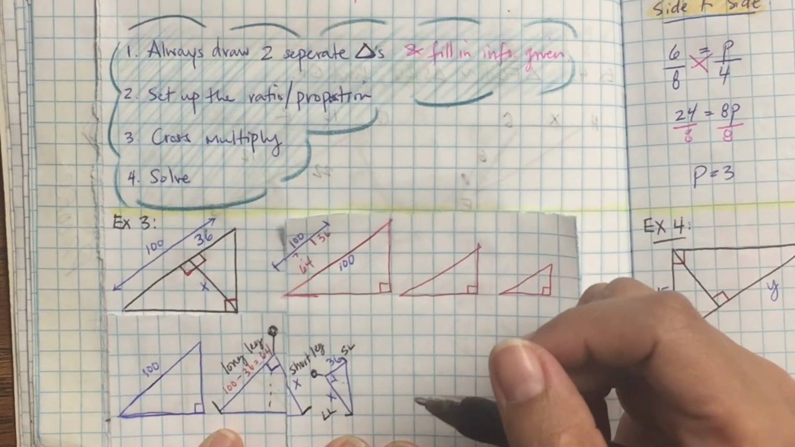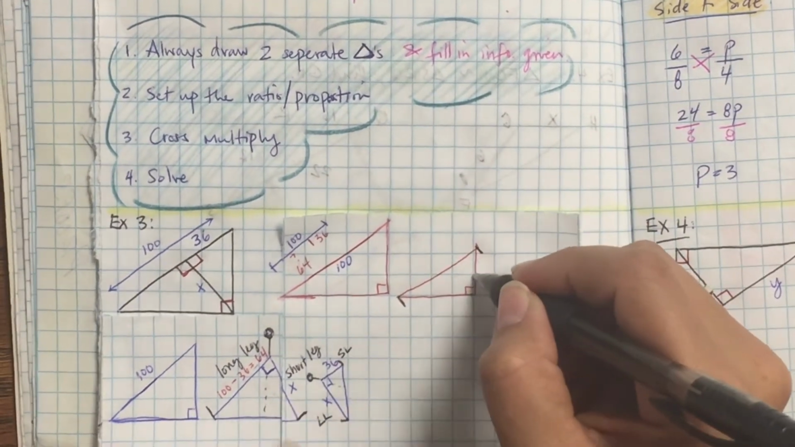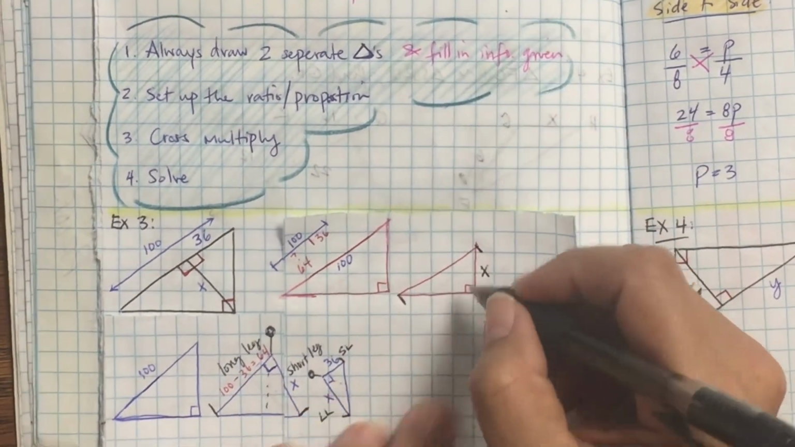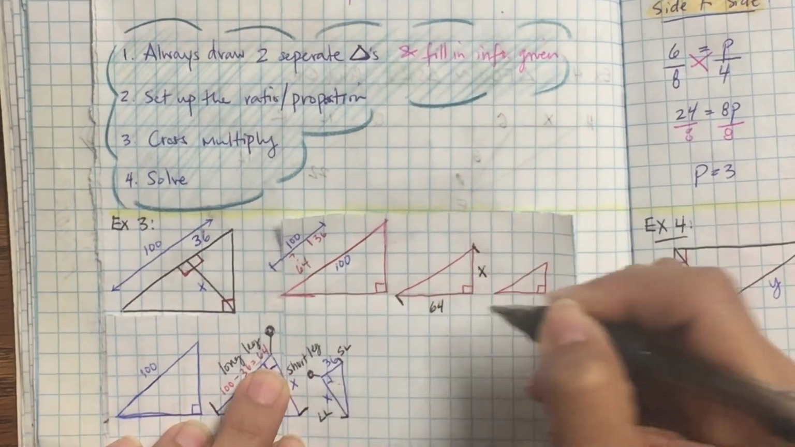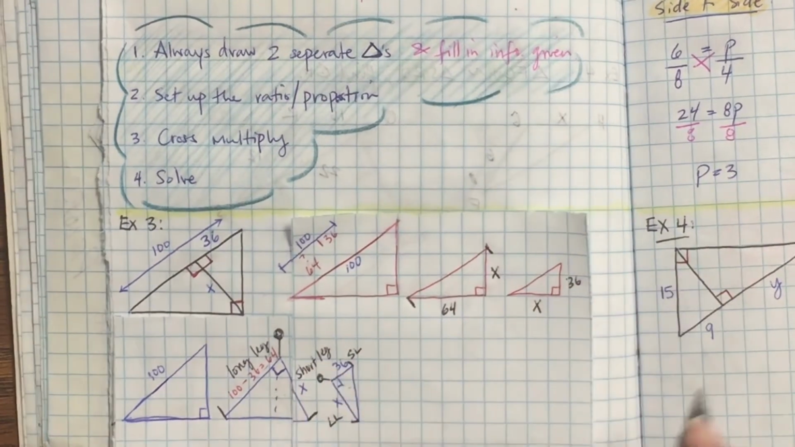And now we're going to put them into the red triangles that we drew, all looking the same. So X right there is the short leg, and then his long leg is 64. And then on the small one, his short leg is 36 and his long leg is X.